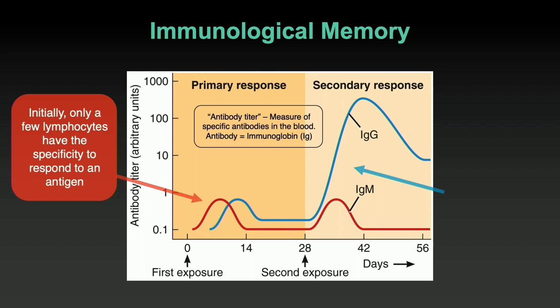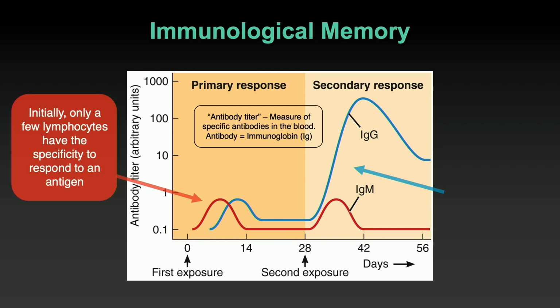Also note, antibody is immunoglobulin. Those two words are interchangeable. They mean the same thing. These traces are immunoglobulin G and immunoglobulin M. There's different kinds or classes of immunoglobulins. That's not important. Immunoglobulins are antibodies.